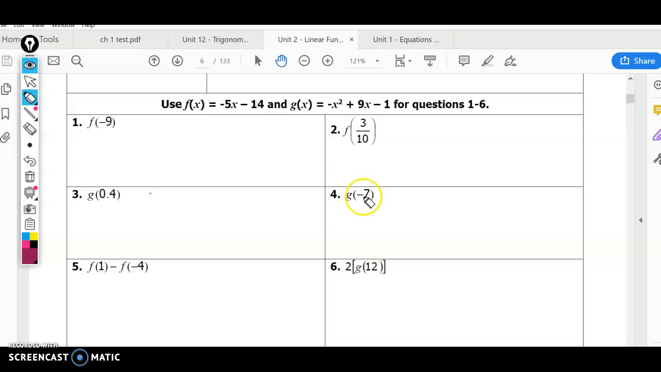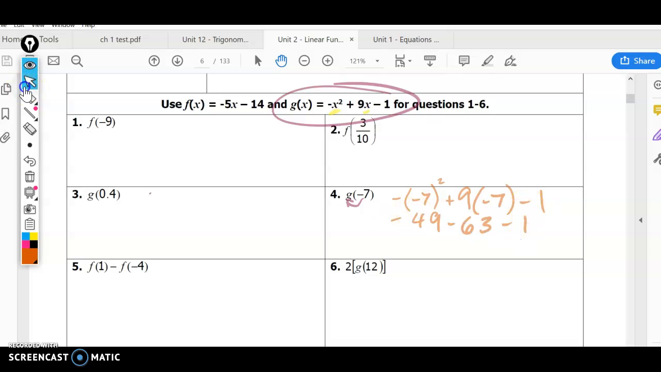Number 4, we're plugging negative 7 in for the g function. So here's the g function. And whenever I see negative 7 in for the x, which is right here and right here, I'm going to put in parentheses negative 7. So we have negative parenthesis negative 7. This was a big mistake that you guys have been making with the negative on the outside. Plus 9 parenthesis negative 7 minus 1. Negative 49 minus 63 minus 1. Keep simplifying. I believe you get negative 113 as your final answer after plugging negative 7 in for all the x's in the g function.